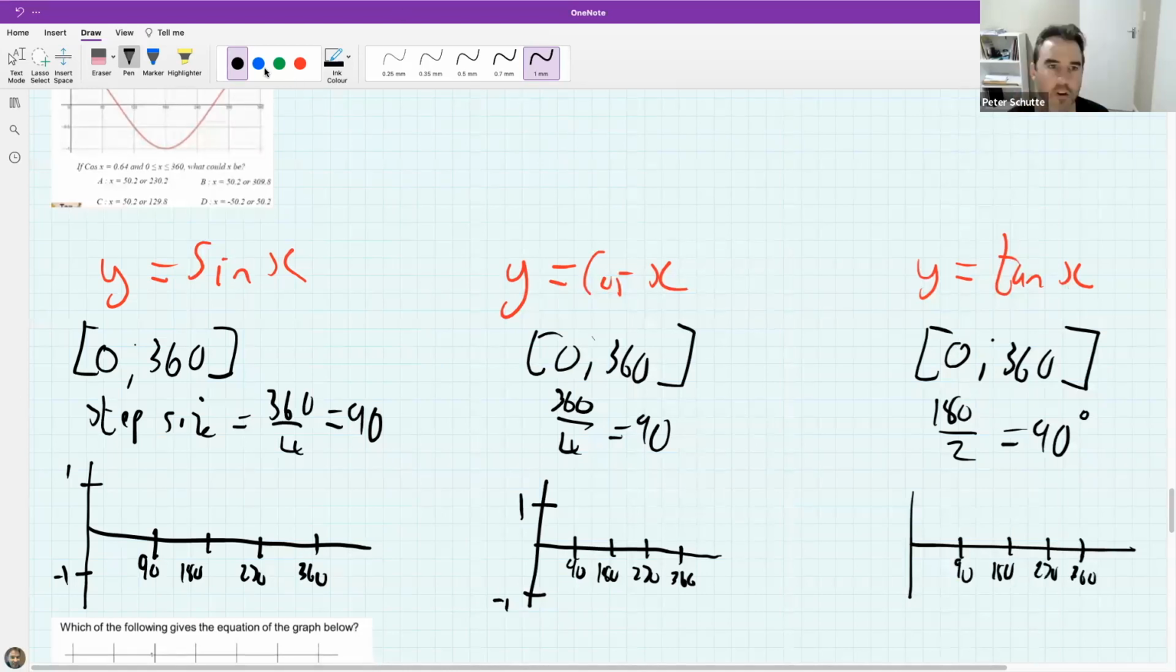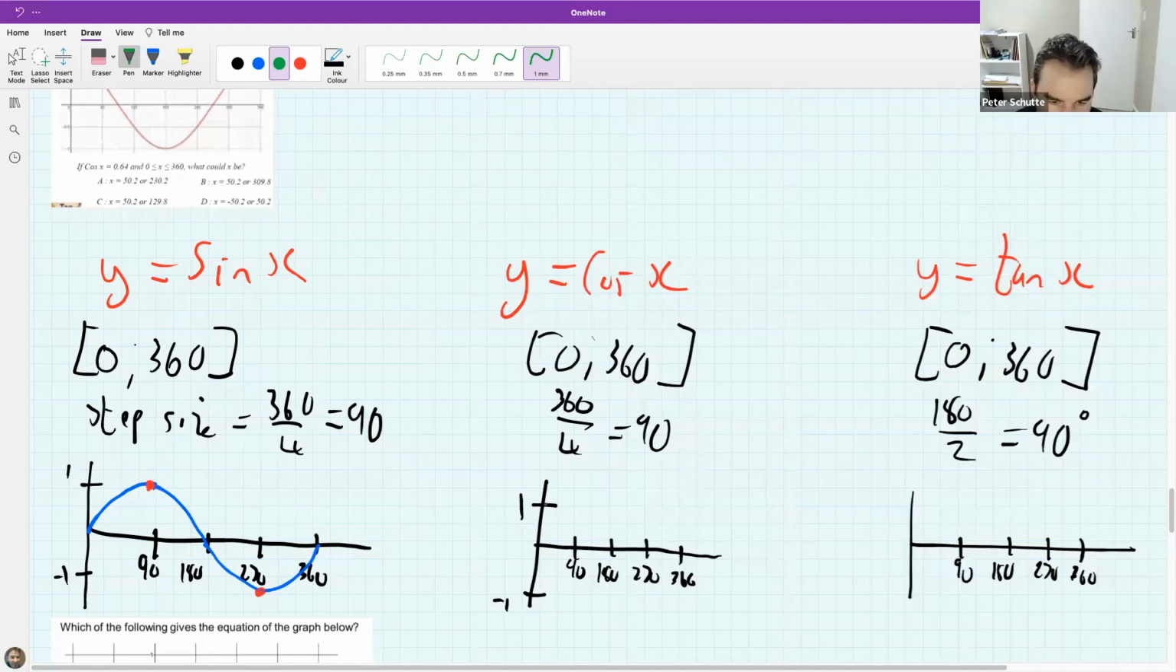Okay, so then if I want to draw this graph for the sine graph, I simply go up to 1, down to 180, down to 270, and up to 360. That's my sine graph. And these points over here are called the turning points.